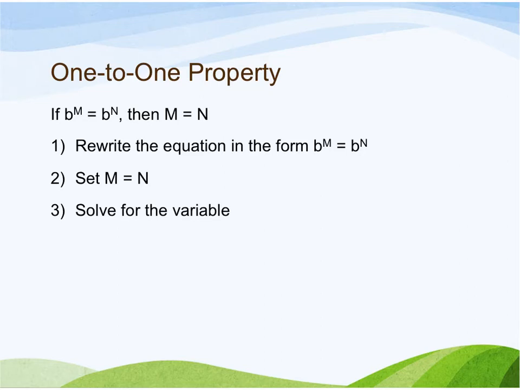So the first property, which is the one-to-one property, we've done a couple of times. This is just a refresher. If b to the m equals b to the n, then m equals n, which means if you can rewrite a statement so that the bases are the same, then you can set your exponents equal to each other and then solve for the variable that will be in the exponent.